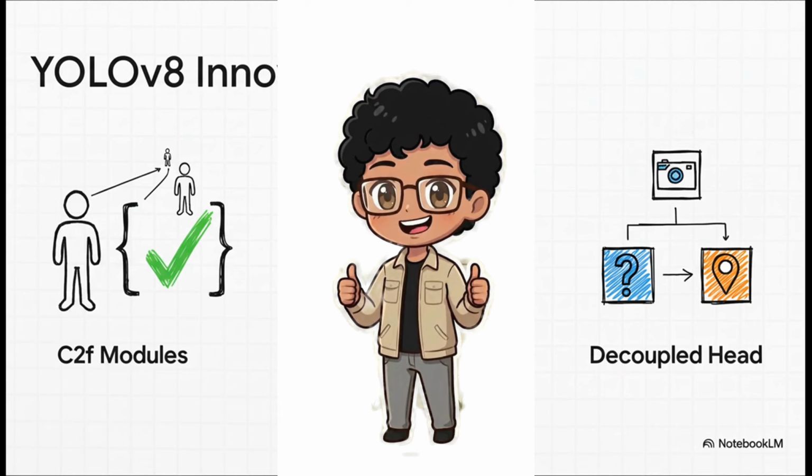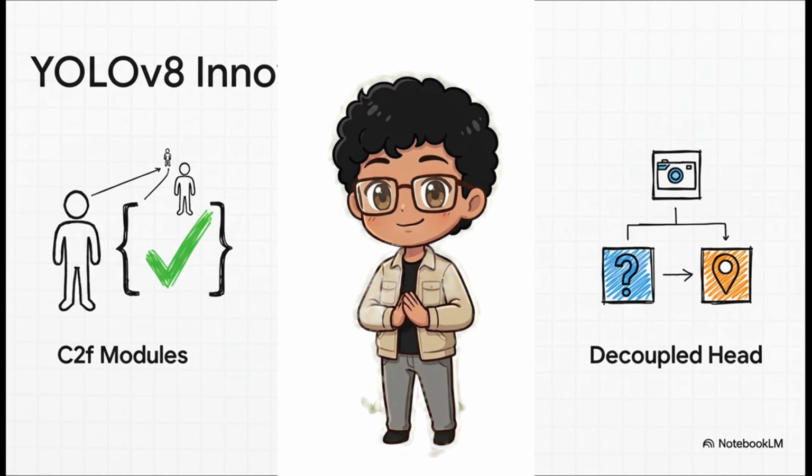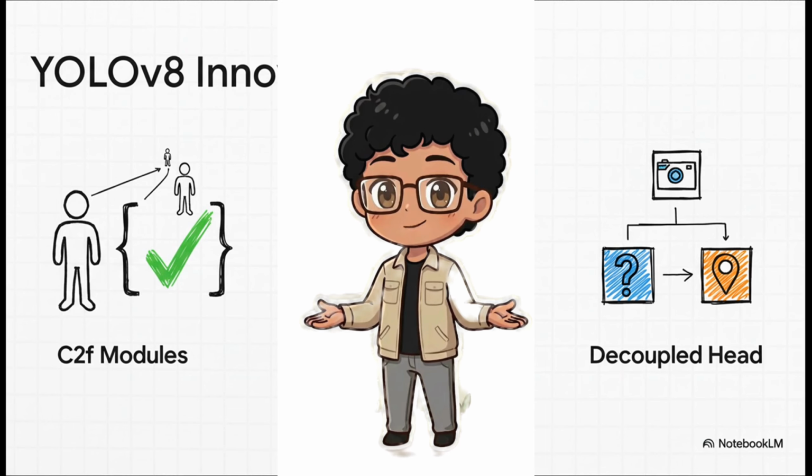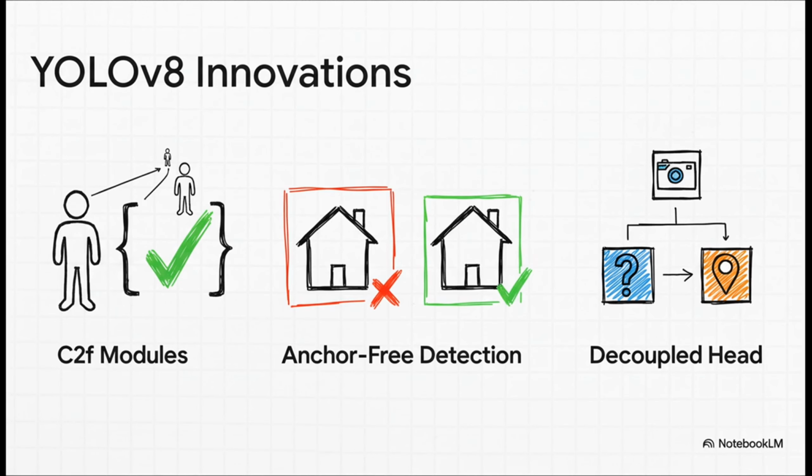And this is why YOLO V8 is so darn good for this job. It's got a few killer upgrades. First, these things called C2F modules, which basically just help it see things better. Doesn't matter if they're huge and up close or tiny and way in the back. Then there's anchor-free detection, which is a fancy way of saying it draws much tighter, more accurate boxes around stuff. And finally, it has what's called a decoupled head. It basically separates the question of what is this thing from where is this thing, which makes it way more precise on both counts. All of this just means fewer mistakes and much cleaner data for the next part of the process.